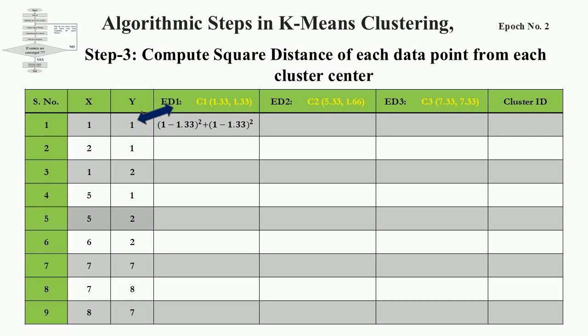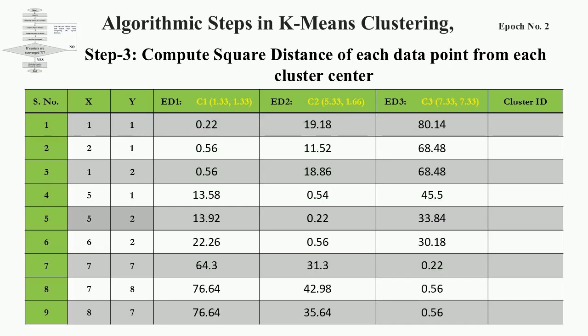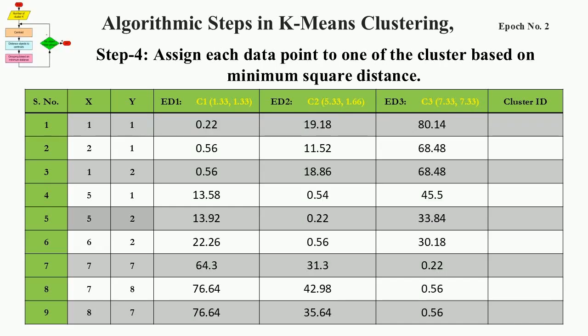7.33. Calculate the square distance of the first data point with cluster center C1. In the same way, the square distance of the first data point with cluster center C2, and the square distance of the first data point with cluster center C3. Compile the complete table as presented here.